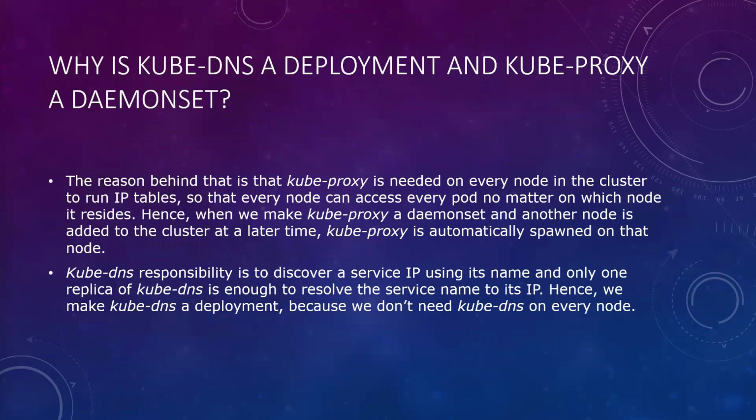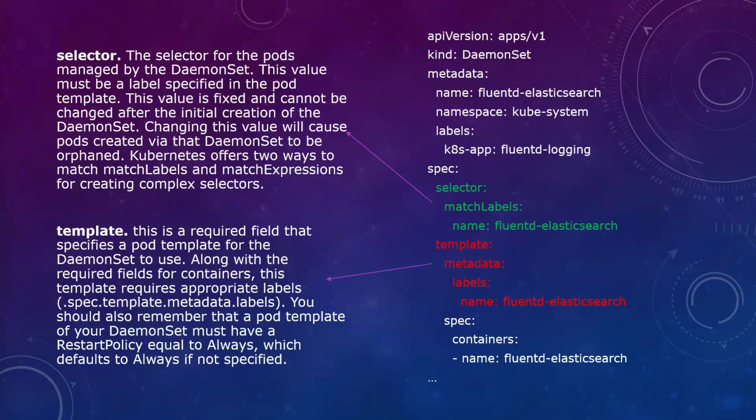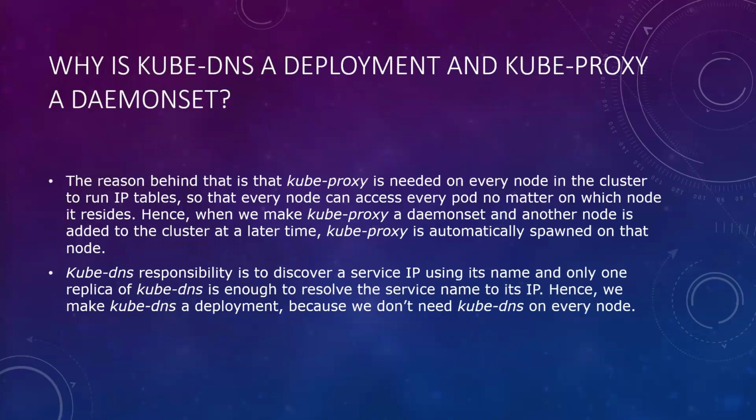Okay, so that's just the introduction about the daemon set, and let's quickly jump into the real-time scenarios. Whenever you're working on clusters, you may see these two tools: one is kube-proxy and another one is kube-DNS, right? You'll see that kube-DNS is part of a deployment and kube-proxy is part of a daemon set. Why is kube-proxy part of a daemon set and kube-DNS part of a deployment? There are different use cases.